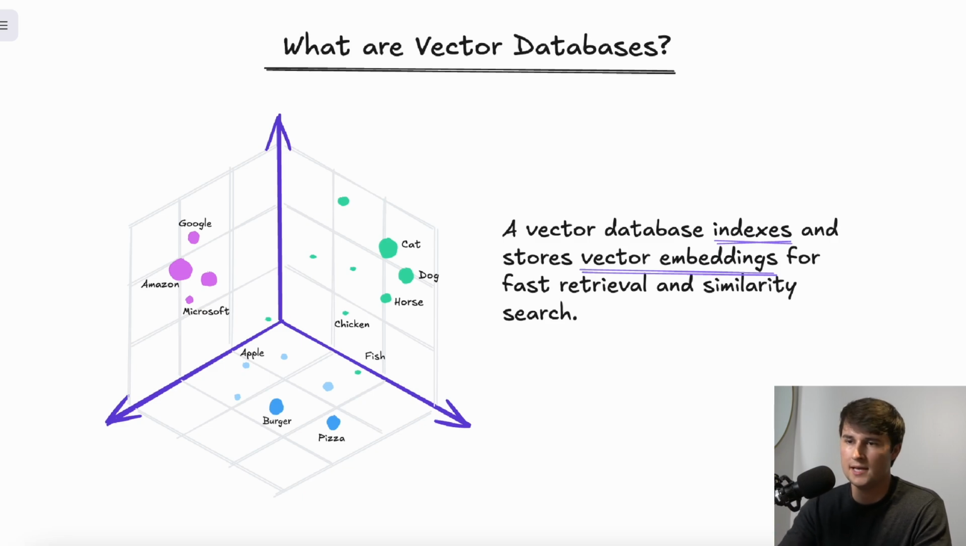So if you're looking at tech companies, Google, Amazon, Microsoft, they're all going to be close together. If you look at pets, cat, dog, horse, they're all going to be close together on this space. And then food like burger and pizza, they're going to be close together. And then there's these miscellaneous items that come in the middle like fish and chicken. These could be both food or pets. Or Apple, this could be food or a tech company, right? So it's basically taking data and mapping it on a multi-dimensional space. This picture right here is three-dimensional, but in reality, it's a multi-dimensional space.